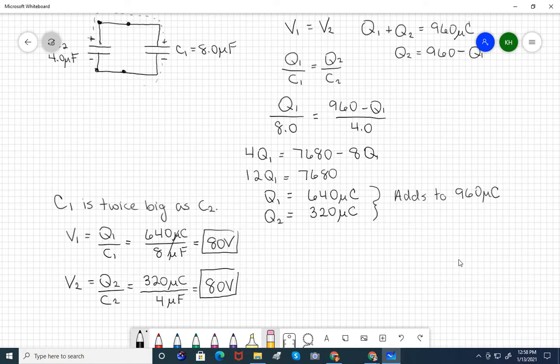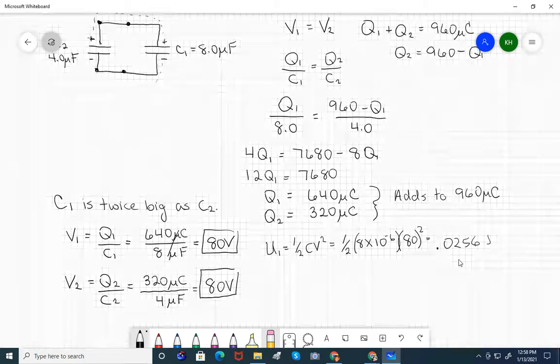The first capacitor stores 1/2 CV squared, so 1/2 times 8 times 10 to the negative 6 farads, that's 8 microfarads, times 80 volts squared, and we get a total energy of 0.0256 joules.